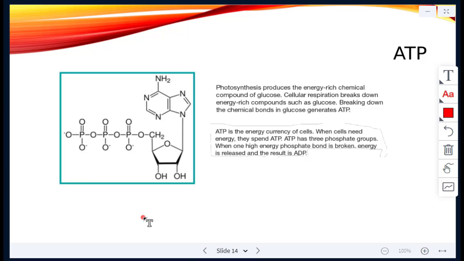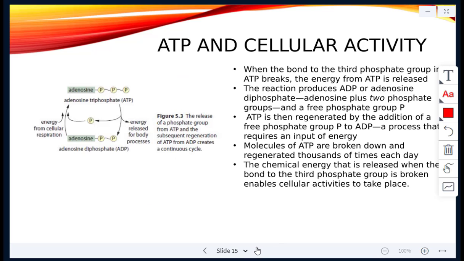Photosynthesis produces the energy-rich chemical glucose, and then cellular respiration will break down that glucose, for example, and generate the ATP. And ATP is the energy currency of cells. When cells need energy, they're going to spend ATP. So it's got the 3 phosphate groups. When one high energy phosphate bond is broken, energy is released, and the result is ADP. The D will stand for diphosphate, meaning 2. So that's what we see here.